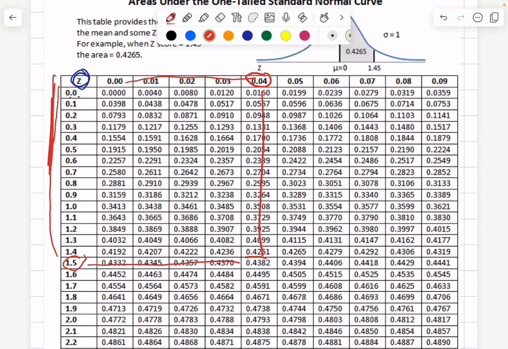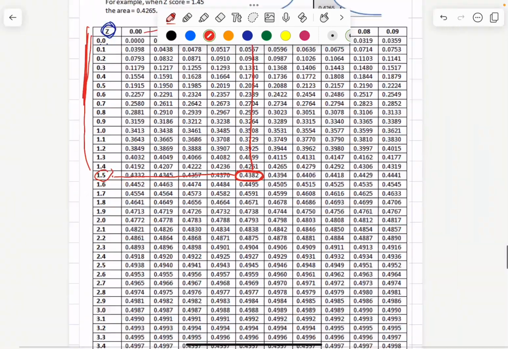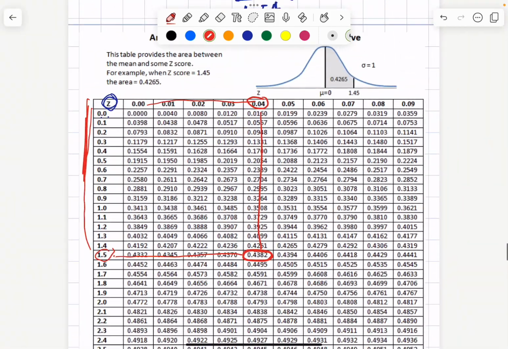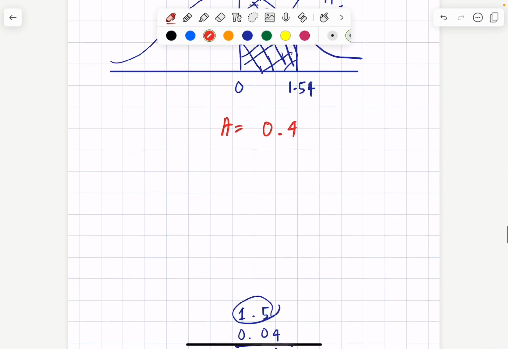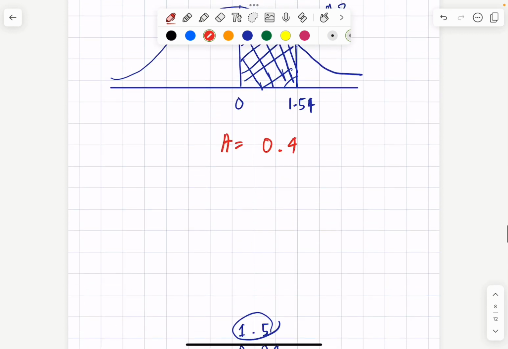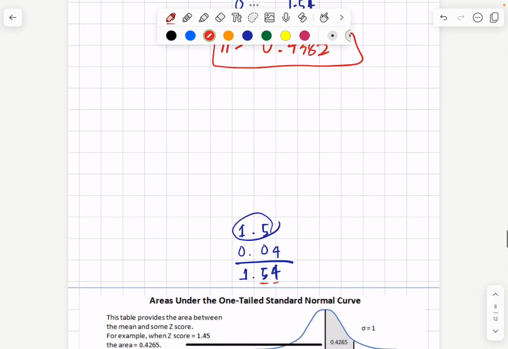So, kung unsa ang naa dinha ang nitungod ni 1.5 and ni 0.04, mao dayon na siya ang area nimo nga gipangita. So, ang ligawas 0.4382, mao dayon ni ang area nimo diri. Area is equal to 0.4382. Mao dayon. Box your answer. Mao dayon ni siya diri. 0.4382. Sayon ra kaayo.